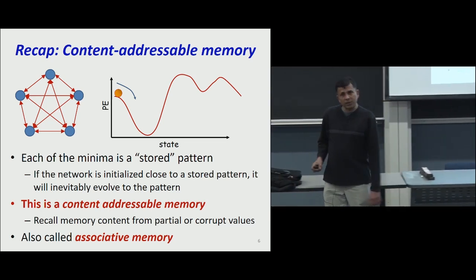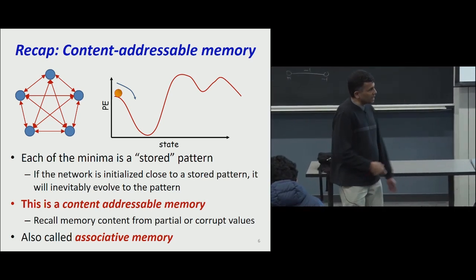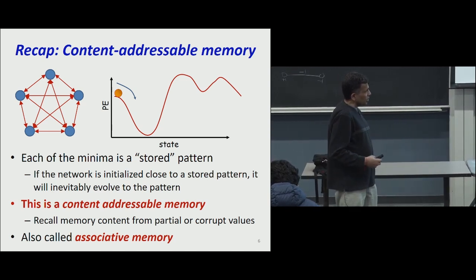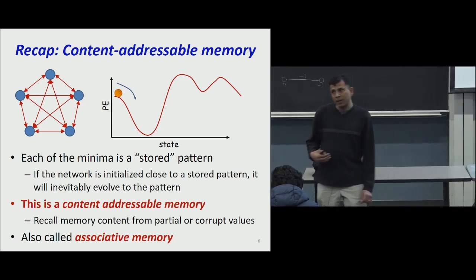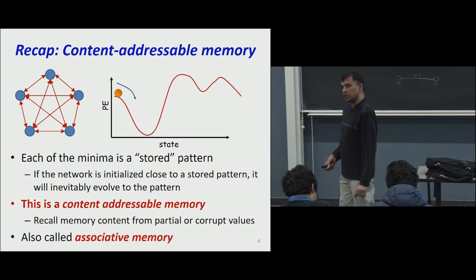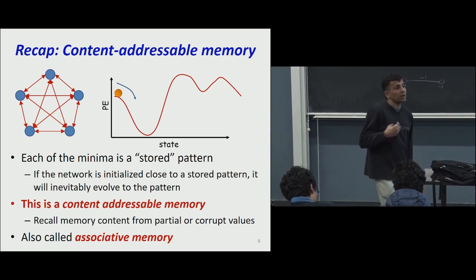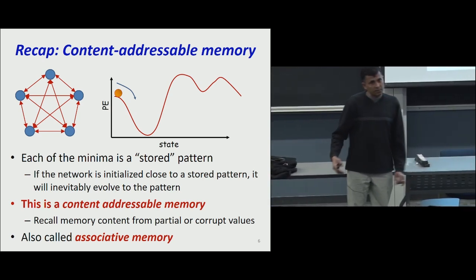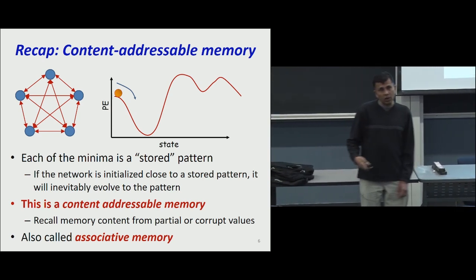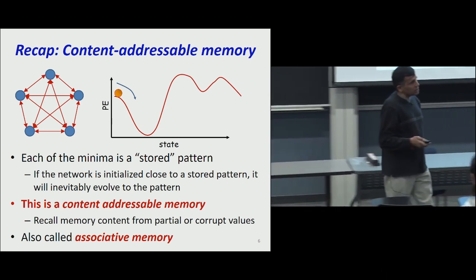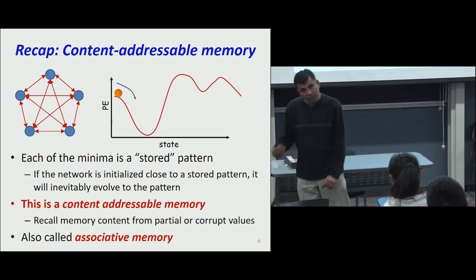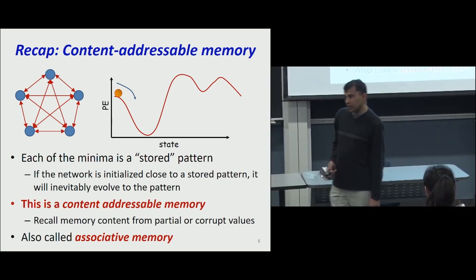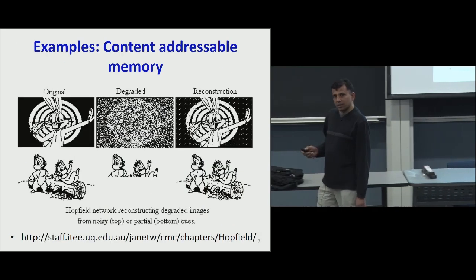We also saw that this was actually a content-addressable memory, in that if you call these energy patterns the local minima, the configuration of the network and the local minima patterns that you would like to recall, then if you initialize the network somewhere in the vicinity of this pattern, it's going to evolve and recall this entire pattern. So this is also called associative memory, because you're associating entire regions of the state space with specific patterns.